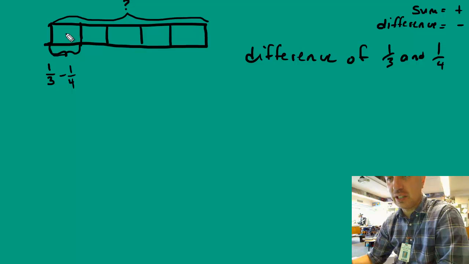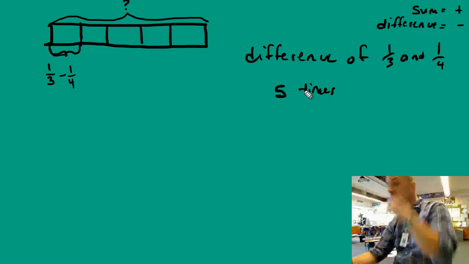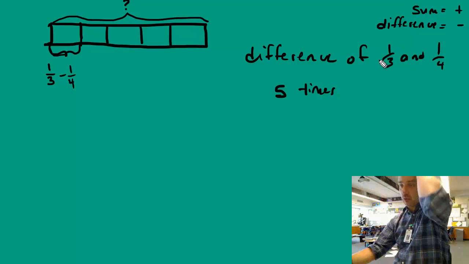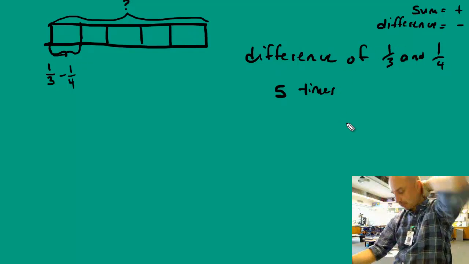And then once I find that out, I need that. How many times do I need it? I need that 1, 2, 3, 4, 5 times, don't I? So I need the difference of 1/3 and 1/4, and I need it 5 times.